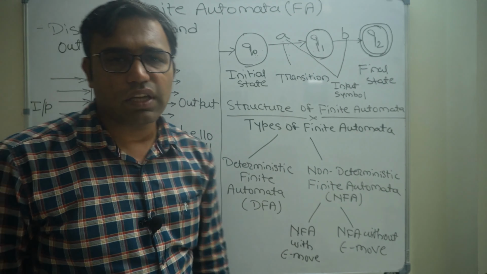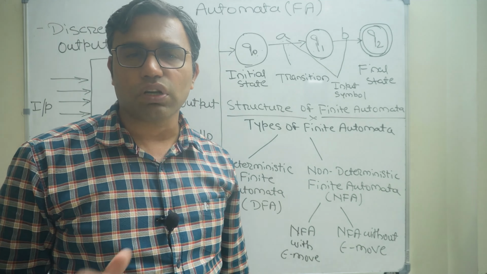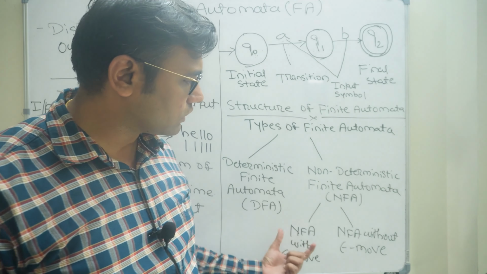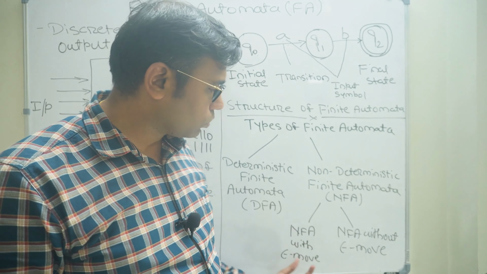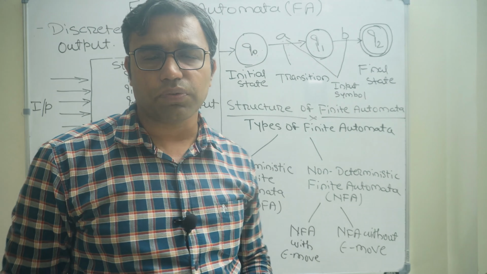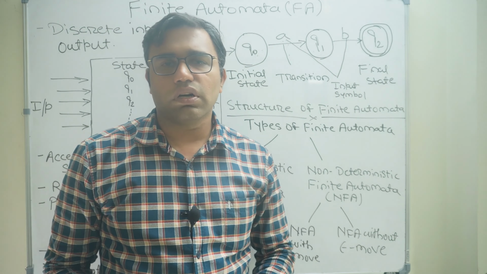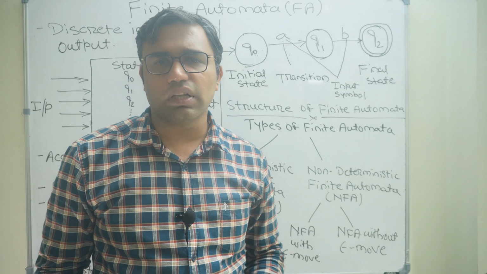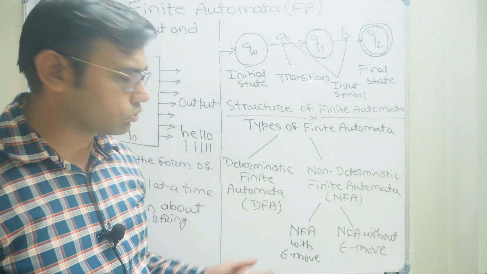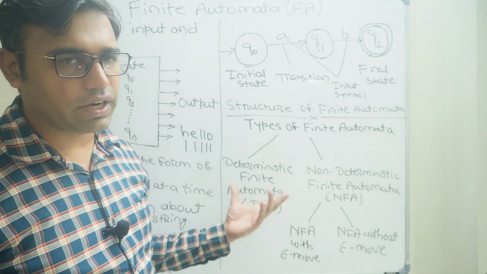But in NFA there can be more than one transition for the same input symbol. So this is the basic difference. The second difference is that NFA has two types: NFA with epsilon moves and NFA without epsilon moves. Epsilon means null symbol, but in DFA there are no epsilon moves. So this is the second difference between DFA and NFA.